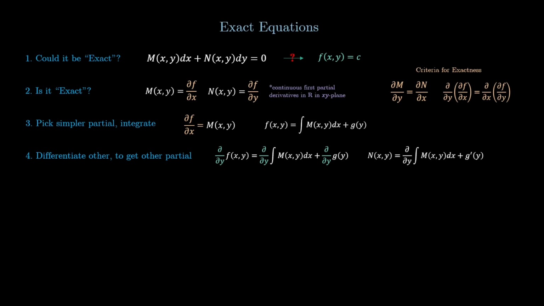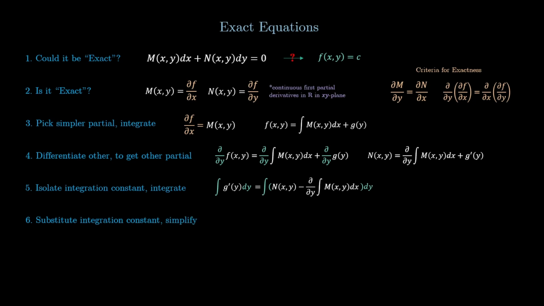So now we would get n. And then we would isolate the integration constant, which is step 5. For example, we get g prime of y. And then we integrate. We get step 6, which would be to substitute the integration constant, because now we have g of y. And upon substituting, we simplify, and we should get our solution.